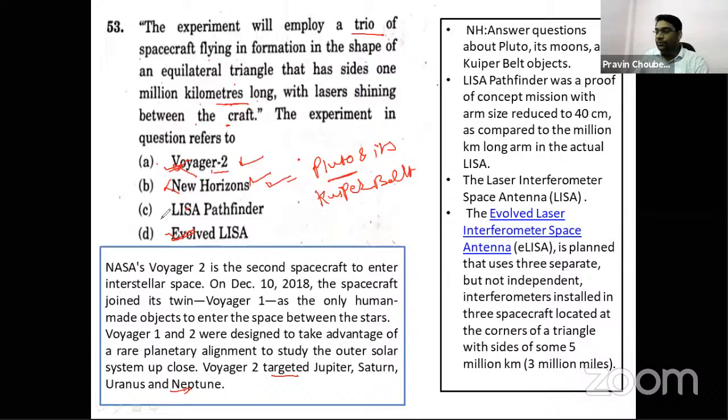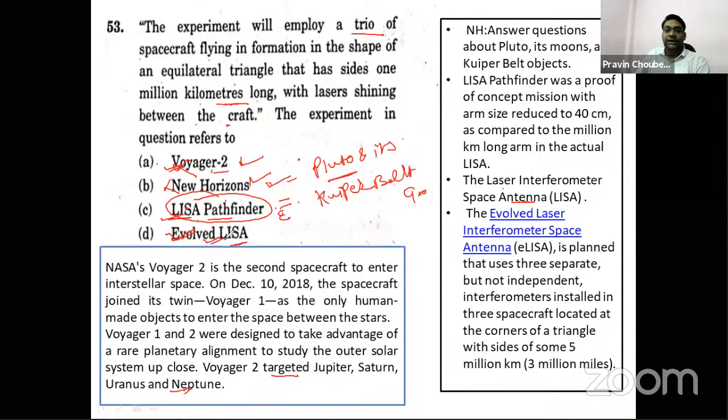Then there is a confusion between the two options, LISA Pathfinder and Evolved LISA. First of all, see what LISA is. LISA is the Laser Interferometer Space Antenna. This is used for the identification of gravitational waves in the universe. LISA Pathfinder is a European Space Agency project to test whether, if they start such a project in future, it will be a success or not. So LISA Pathfinder was an experiment done by the European Space Agency and it was a success.